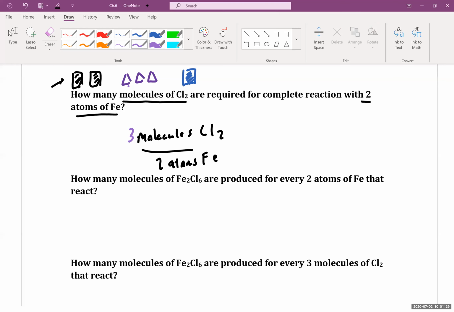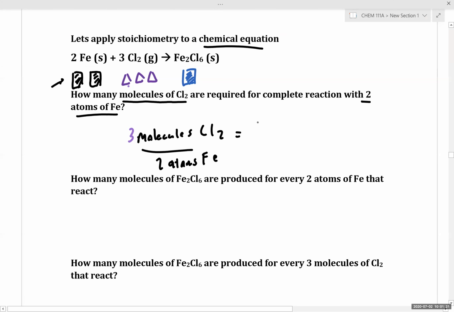Perfect. We can also write this as a mole ratio. We need 3 moles of chlorine per every 2 moles of iron. Okay, now let's do a conversion between reactants and products. So how many moles of the following species are produced for every 2 atoms of iron that react?